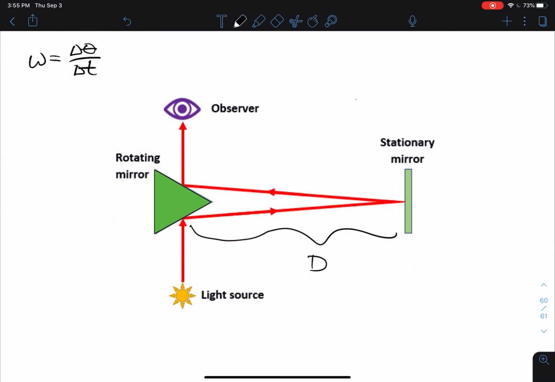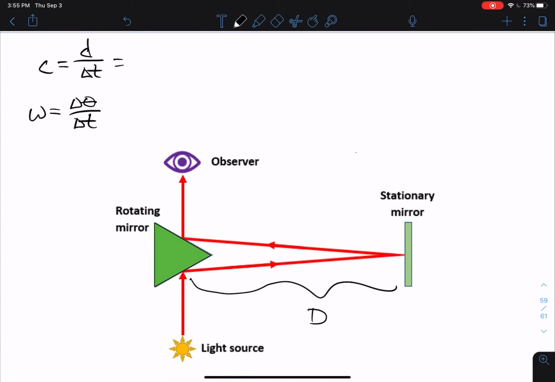And so this becomes 2d over delta t. And I'm going to go ahead and solve this for delta t. So delta t is going to equal 2d over c.